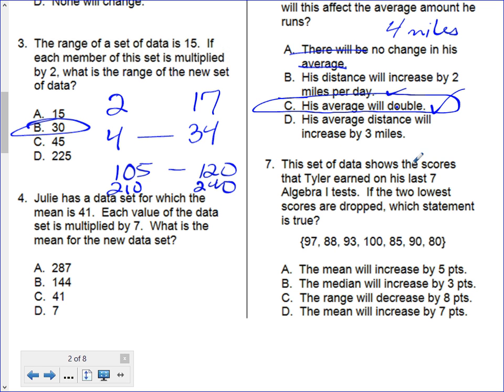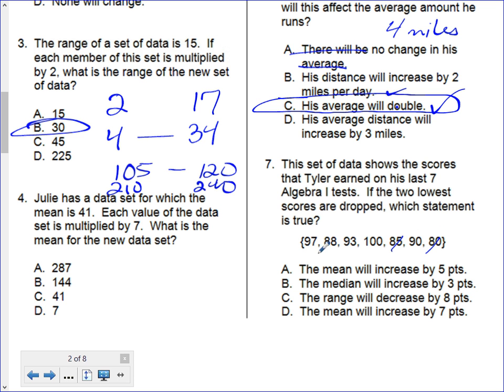The set of data shows the scores that Tyler earned on his last 7 Algebra 1 quizzes. If the 2 lowest scores are dropped, which statement is true? Find the 2 lowest. Which ones are they? 80 and 85. All right, be careful. Okay, 80, 85.